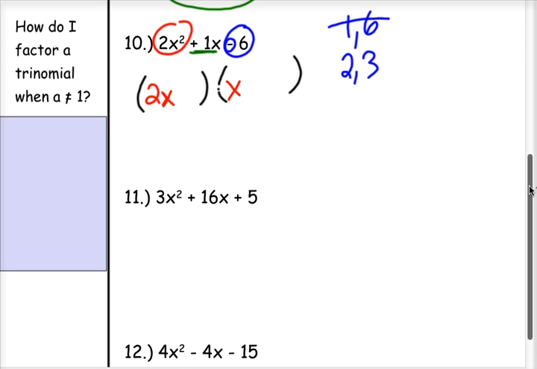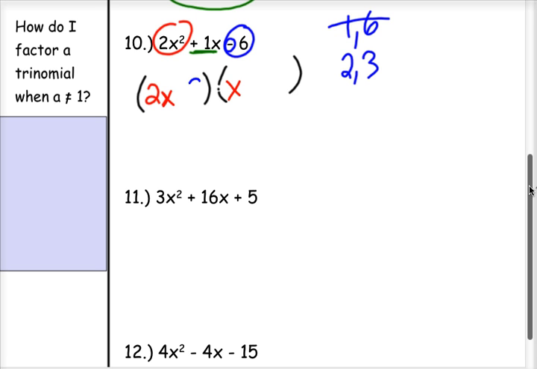All right, let's try the 2 and the 3. Make my connections. 2x, 6x. That's going to give me 4x or negative 4x. Still not what I'm looking for. So that must mean I have to reverse these, give this one last shot.